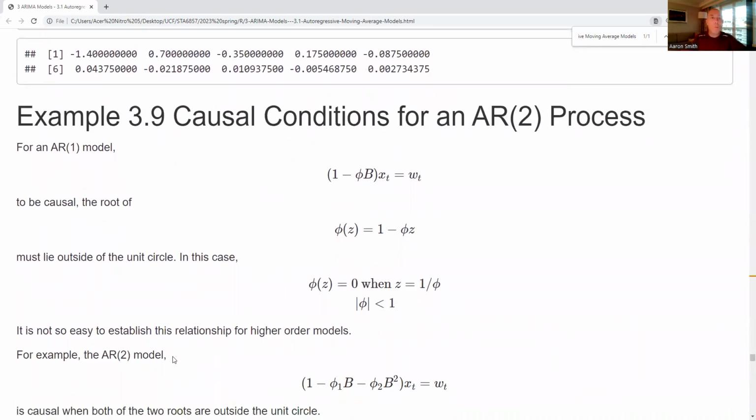All right, so here's an example of causal conditions for an autoregressive 2 process. So autoregressive 2, we're going to have two coefficients on there. And we need to set up so that the root is outside of the unit circle.